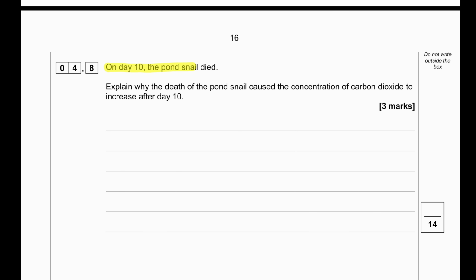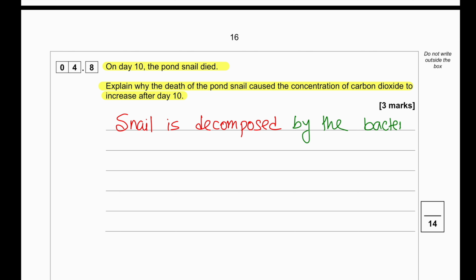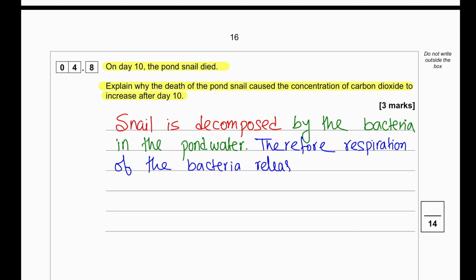On day 10, the pond snail died. Explain why the death of the pond snail caused the concentration of carbon dioxide to increase after day 10. After the death, the snail is decayed and decomposed by bacterial action in the pond water. Therefore, the respiration of those bacteria releases more CO2 into the pond water.